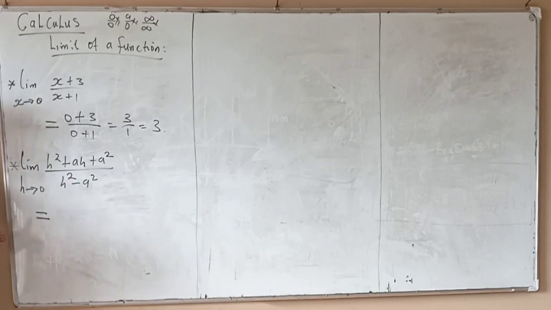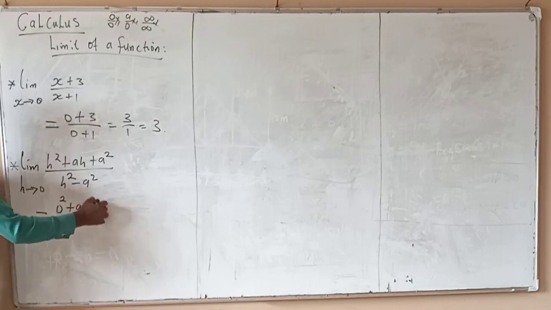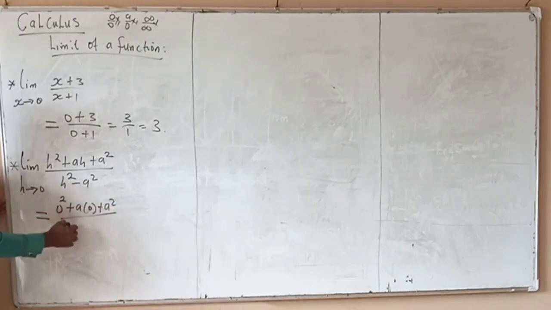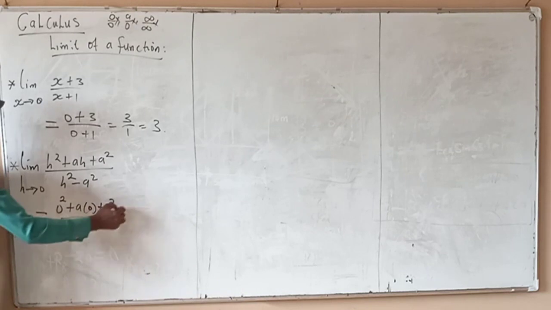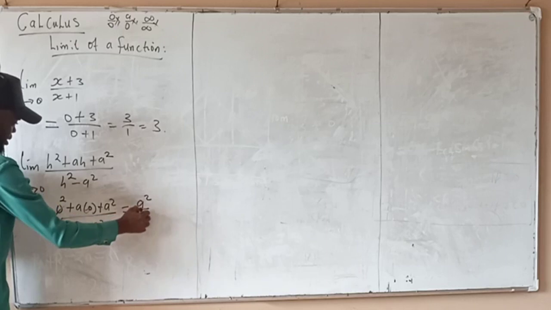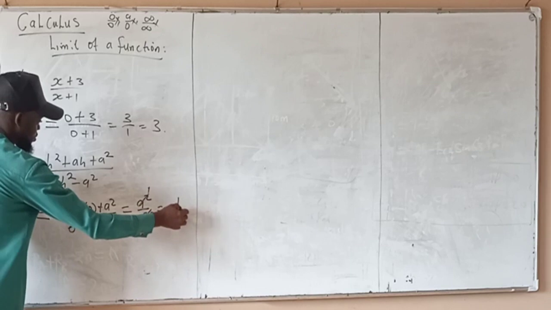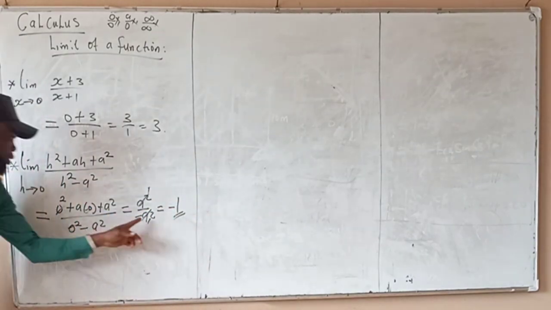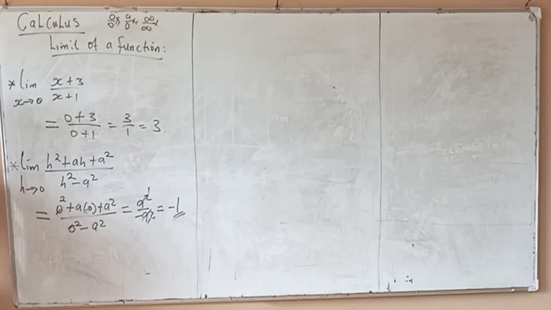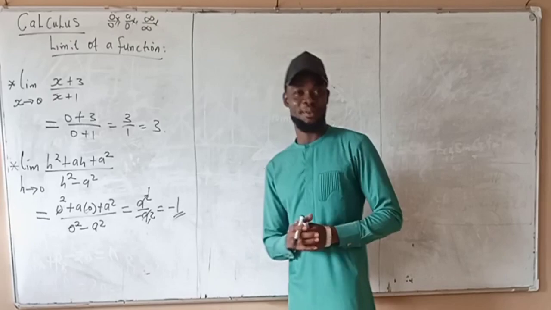Remember the first thing you do is to put 0 anywhere you see the variable. We will have 0 squared plus a times 0 plus a squared, all over 0 squared minus a squared. That gives us 0, 0, 0, and we have a squared over minus a squared. This is 1 over minus 1, which equals minus 1. Why? Because the denominator is not 0.